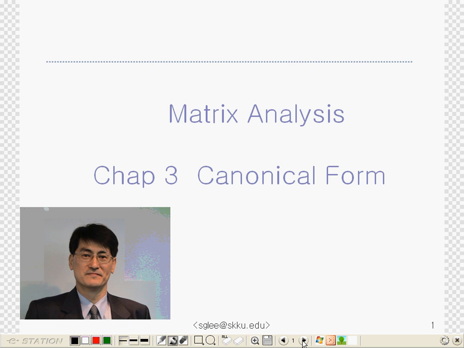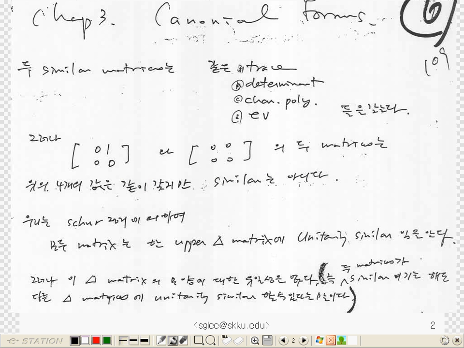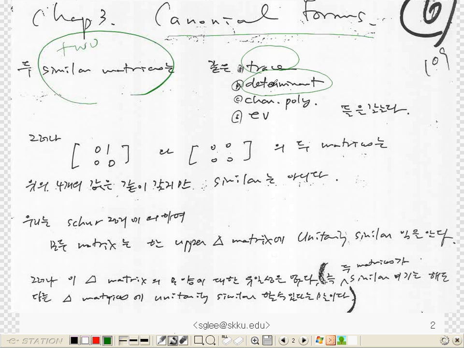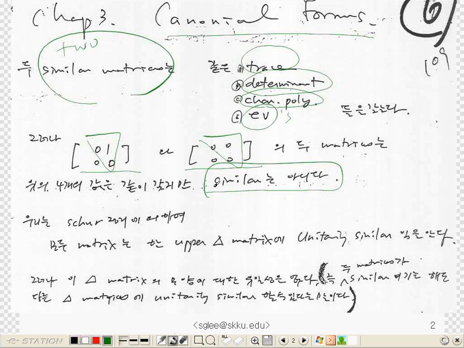Today we go for the general case of canonical forms. Two similar matrices have the same trace, same determinant, same characteristic polynomials, and same eigenvalues. But as you see here, these two matrices are not similar, even though these two by two matrices have the same trace, same determinant, same characteristic polynomial, and same eigenvalues. But still, they are not similar.